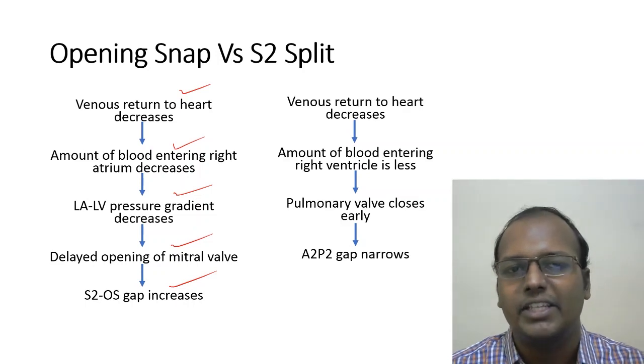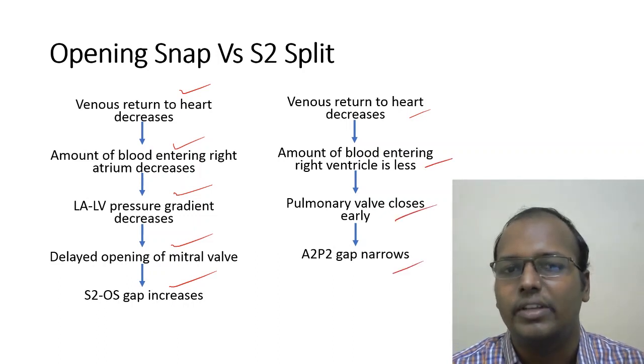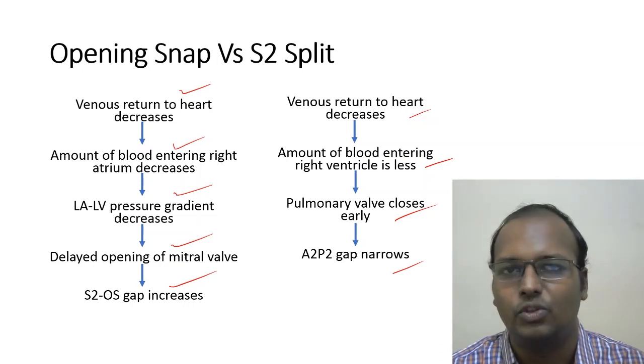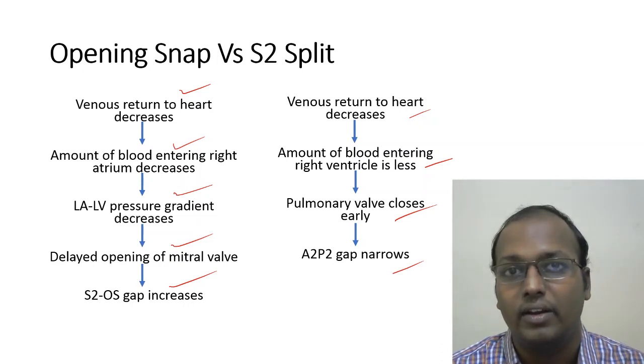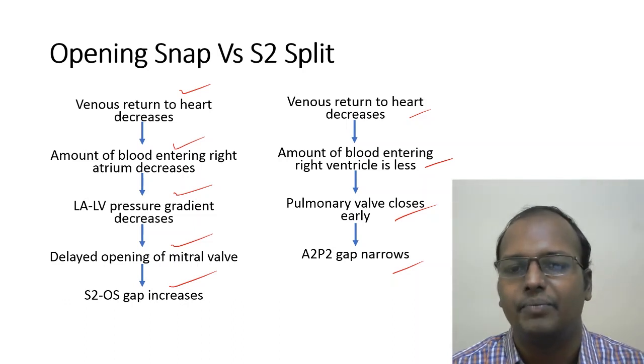Whereas in a patient with S2 split, the venous return to the heart decreases, the amount of blood entering the right ventricle is less, the pulmonary valve closes early, and so the A2-P2 gap narrows. When there is narrowing, then it is probably an S2 split. When there is an increasing gap, the S2-OS gap increases, that suggests it's an opening snap.